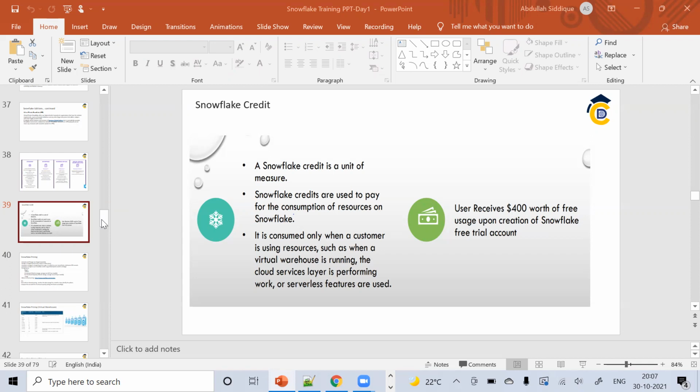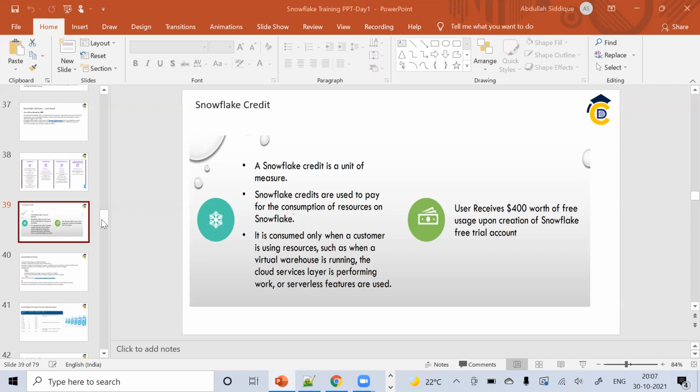And don't worry. Once we do the web UI tool, you will be very well able to connect with the theory that we have been covering till now. And hopefully by tomorrow, we will start the web UI tool. So today's topic is basically Snowflake pricing.